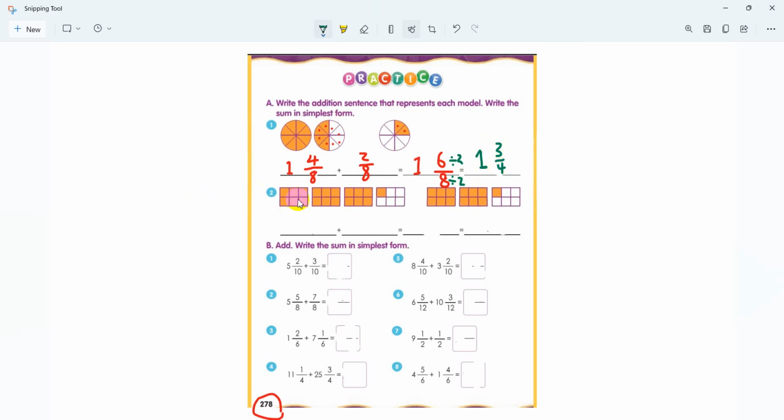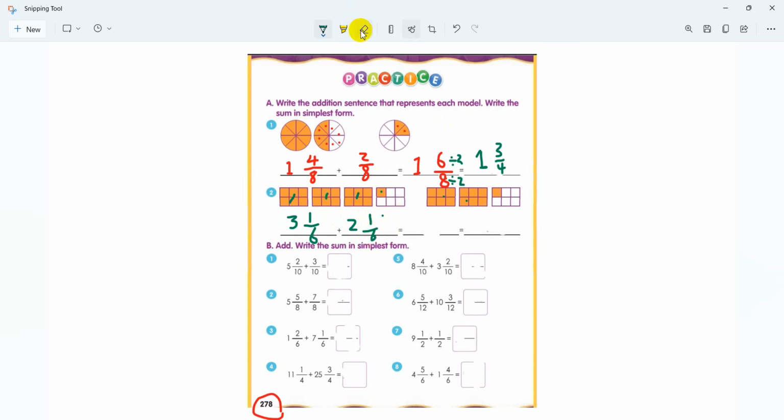Example number 2. We have 1, 2, 3 fully shaded. So we have 3 as a whole number. The fraction is 1 part out of 6. So we write 3 and 1 out of 6. Then the second fraction has 2 fully shaded parts. Here we have 2 and 1 out of 6. We write 2 and 1 out of 6. Like that.